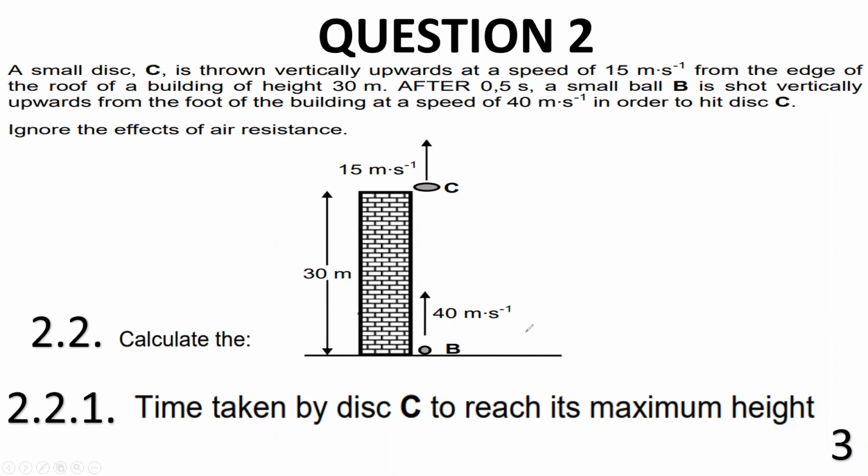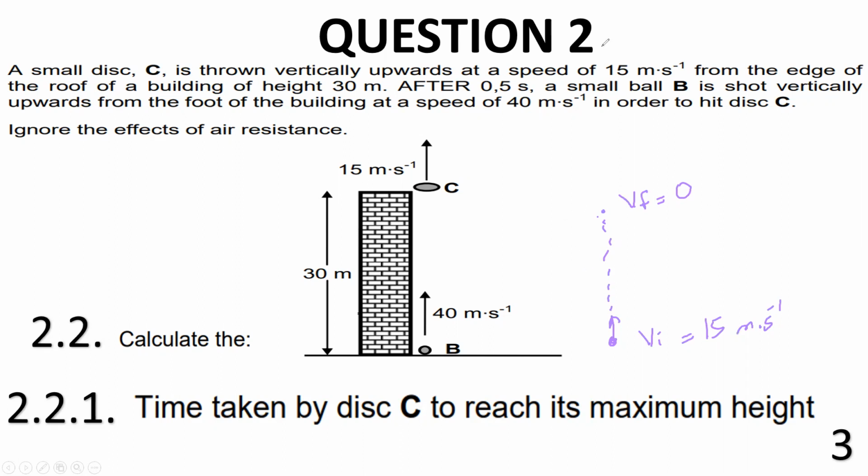For object C, what's our initial velocity? Because we are using our equations of motion. For object C, our initial velocity is 15 meters per second, okay? And then when it's going to the highest point, we should just remember at the highest point, your V final equals 0. If you know that, from now it is easy, right? Just use up is positive or down is positive.